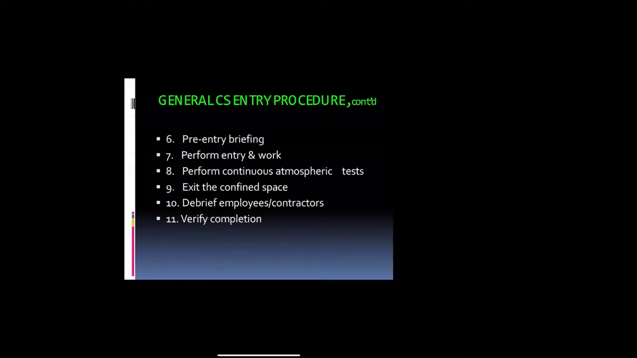Continuing on, if you see, it says you should do a pre-entry briefing. That's going to be with all the workers involved with the project, including subcontractors. You're basically discussing the work that's going to be done. Number seven, it says you perform entry and you do that work that was discussed. Eight, you perform continuous atmospheric tests. So your gas monitor, especially if you're already in a permitted space or there's a potential for a hazardous atmosphere, you want to be testing it constantly, because as soon as that thing detects something out of the permissible exposure limit, it's going to sound the alarm.